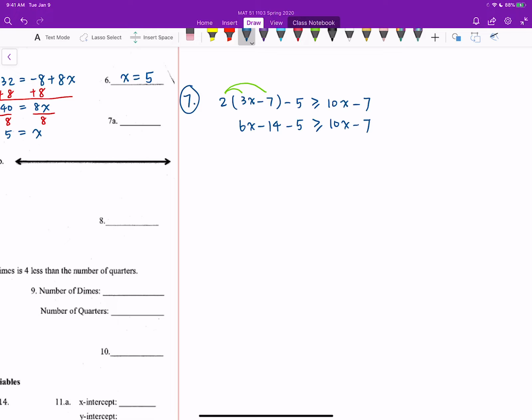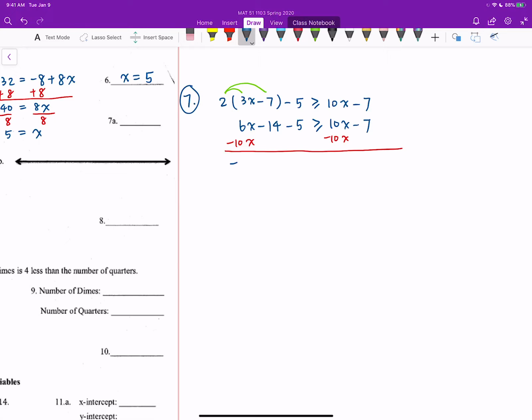X, the variable, is on both sides of the inequality. Therefore, you're going to determine which side you would like to have x. Usually for inequalities, we would like to have the x on the left hand side. So I'm going to move this 10x to the left hand side. Inverse operation, subtracting 10x, and you have to do the same thing on the other side.